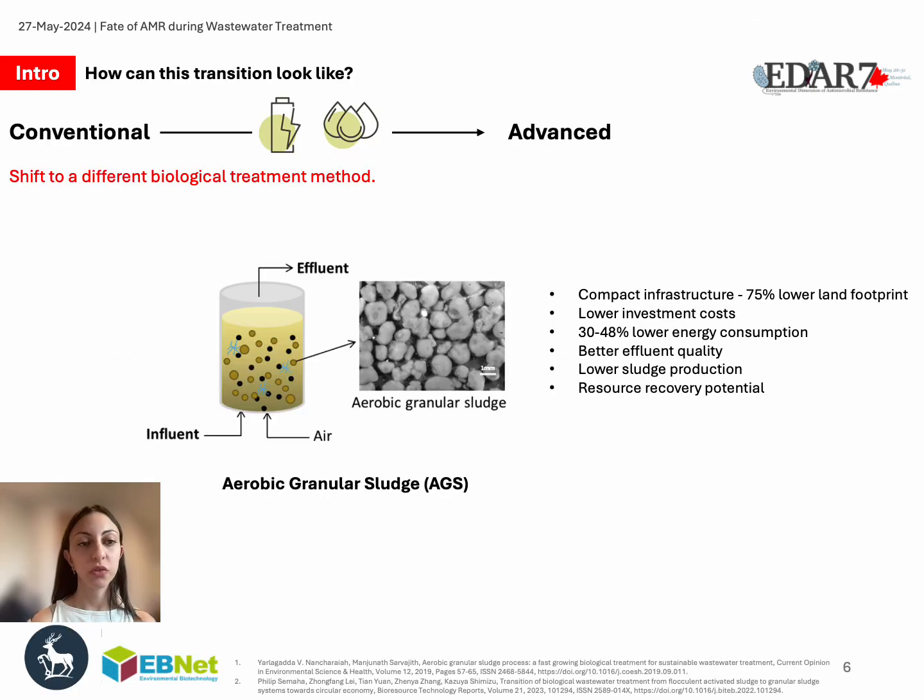And how can this transition look like? It could be a shift to a different biological treatment method, such as aerobic granular sludge, where its compact infrastructure results to lower land footprint and lower investment costs. It consumes less energy while providing better effluent quality. There is lower sludge production and resource recovery potential.